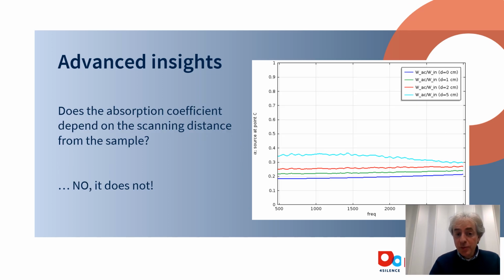So here you see the absorption coefficient for these different distances. If we would measure exactly on the wall, then our method would indicate a 20% absorption coefficient. But if the distance increases, you see it can even go up to 35% of absorption. So would that mean that the absorption coefficient depended on the scanning distance from the sample? No, that's not the case.